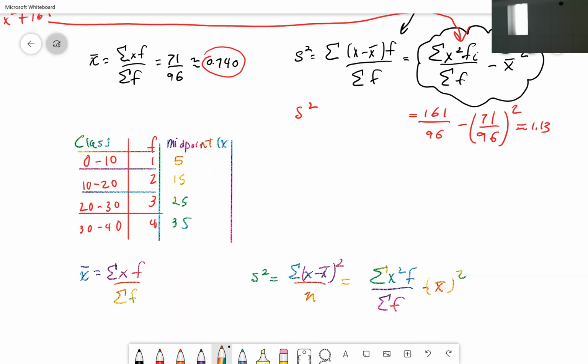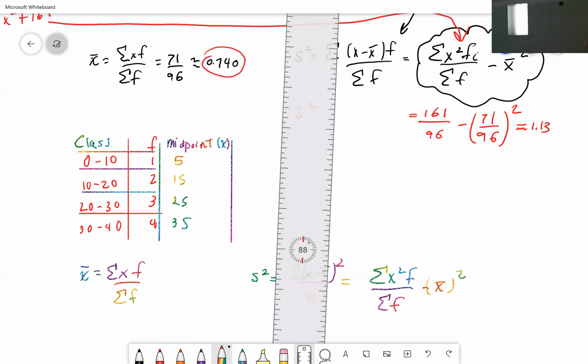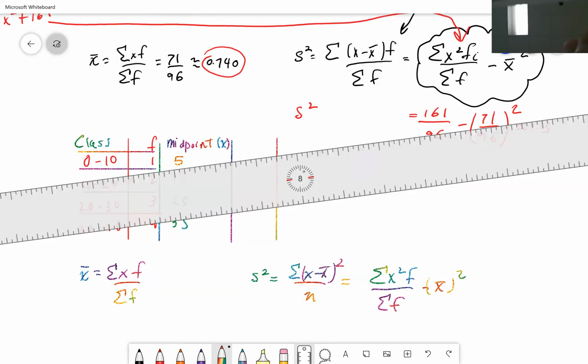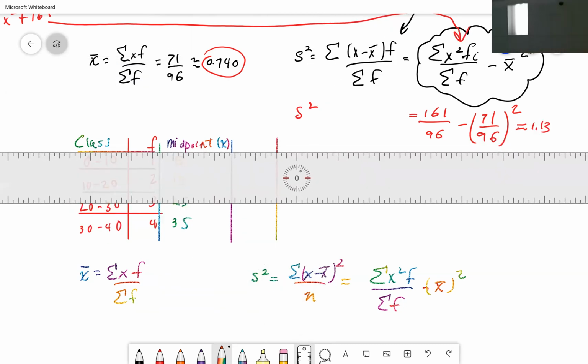And so now you can go ahead and calculate your x times f because you're going to need it. X squared you can calculate here if you like. X squared times f you can calculate right here. And down here you can get the sum of x squared times f, which you're going to need right there. And you need the sum of x times f because you're going to need it here to calculate your mean.